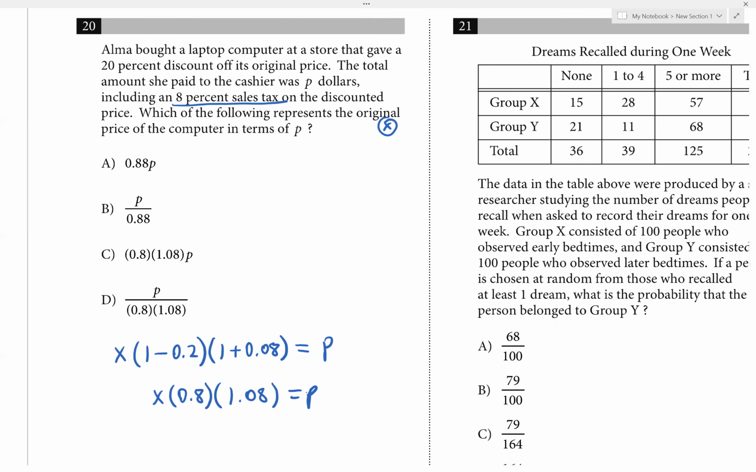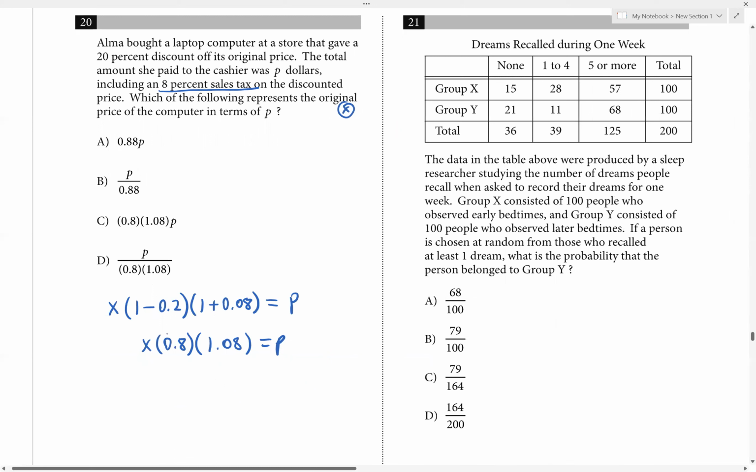And now to answer the question, which of the following represents the original price of the computer in terms of P? We're trying to solve for X in terms of P. We're trying to get X by itself. Right now, X is multiplied by 0.8 and 1.08. To get X by itself, I have to divide by both numbers. So I divide by 0.8 and by 1.08, and whatever we do to one side of the equation, we have to do to the other side.